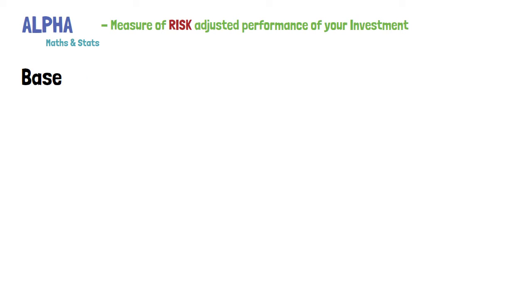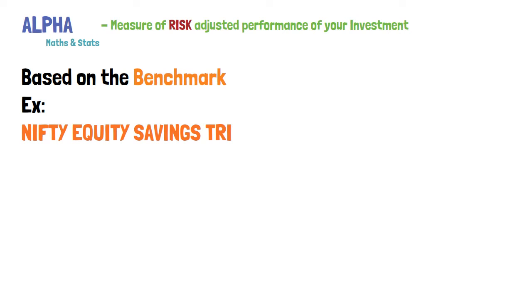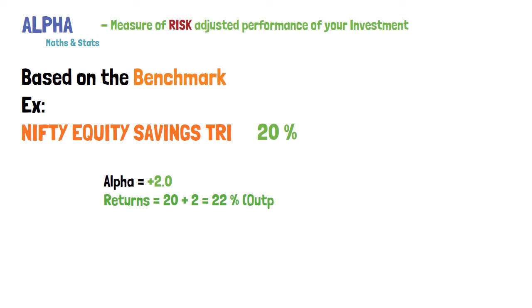Say for example, if the benchmark is Nifty Equity Savings TRI, and the Nifty Equity Savings TRI has given a return of 20% in a specific year, and if the given value of alpha is plus 2.0, then it means that the fund has outperformed its benchmark index by 2% and has given 22% as returns for that specific year.